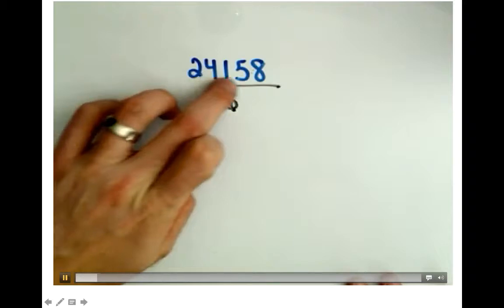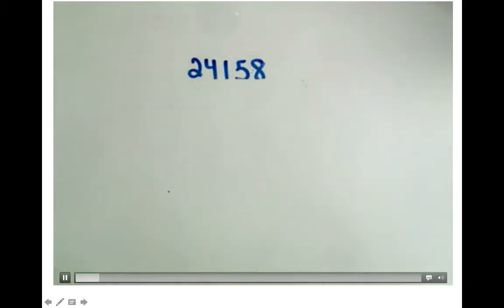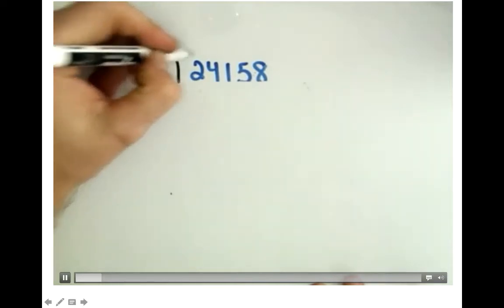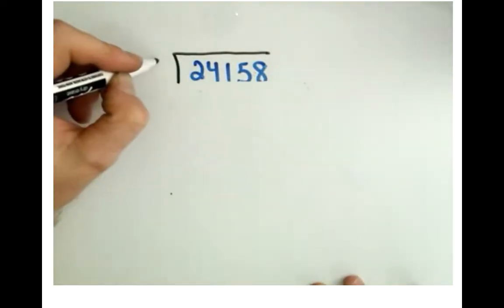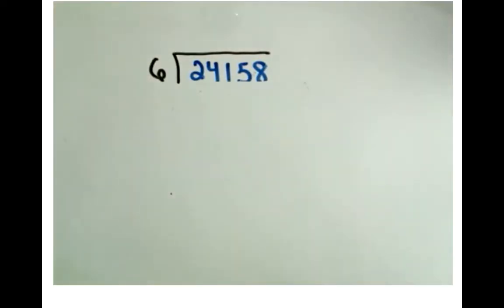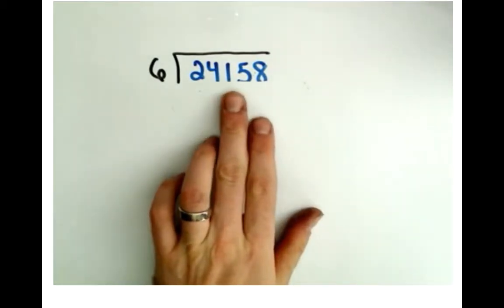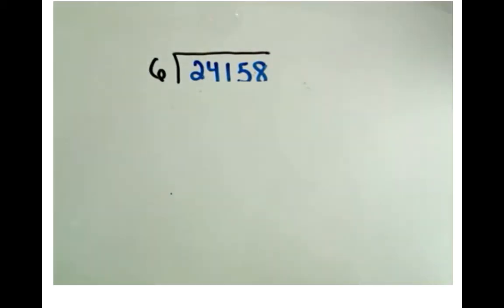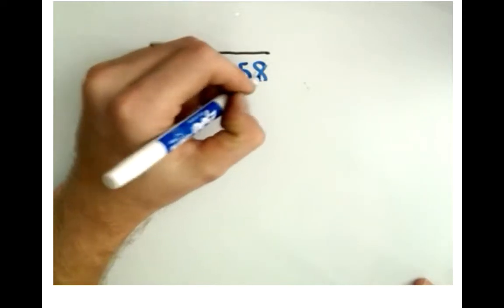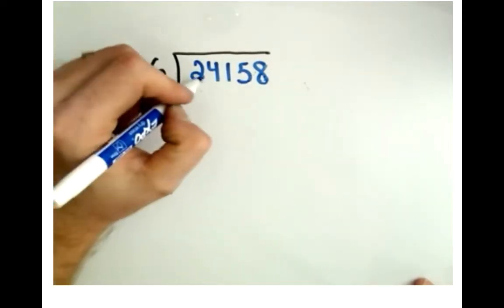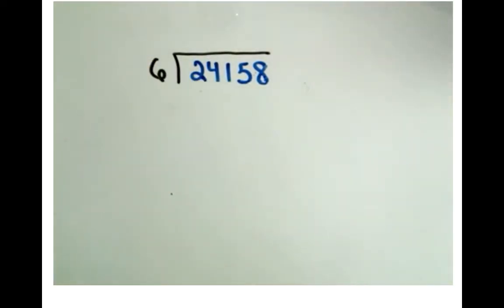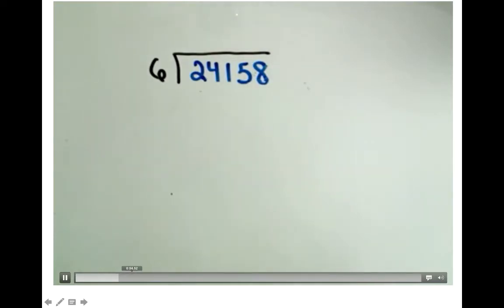Whenever we're dividing, usually when we do long division, we'll make the little bar and then put the number out front. Okay, remember the thing underneath, that's called the dividend, and the thing out front is called the divisor. So we have a divisor of 6 and a dividend of 24,158.